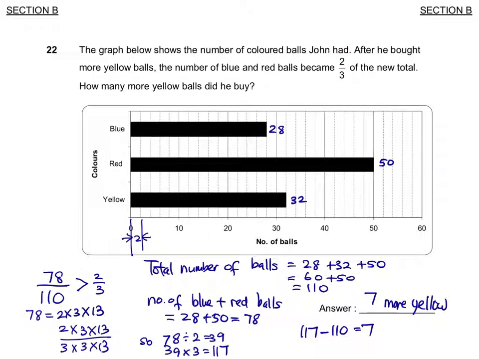The fraction, right? The number of blue balls and red balls. So you divide by 2, then multiply by 3 to find out the required number of this. So you divide by 2, multiply by 3, you get 117. At the present there's only 110. So you find the difference between the two, you get 7. He actually bought 7 more yellows. So the numerator didn't increase, but the denominator actually increased by 7.